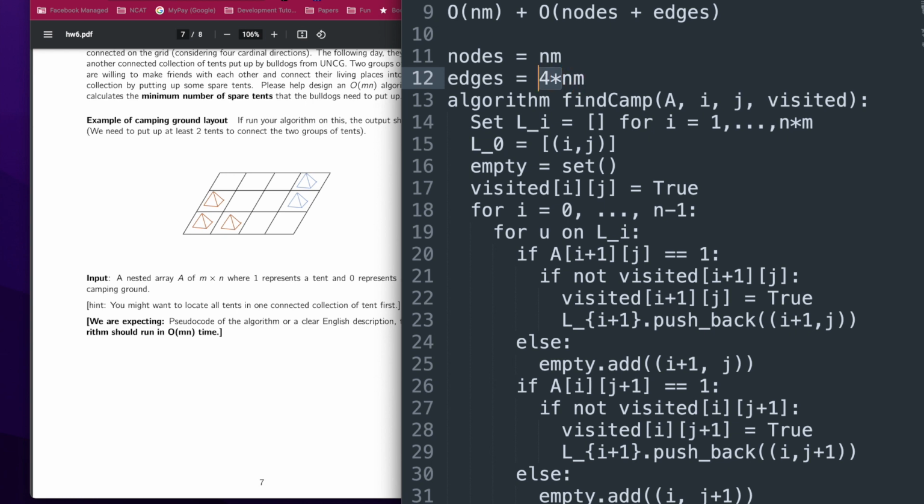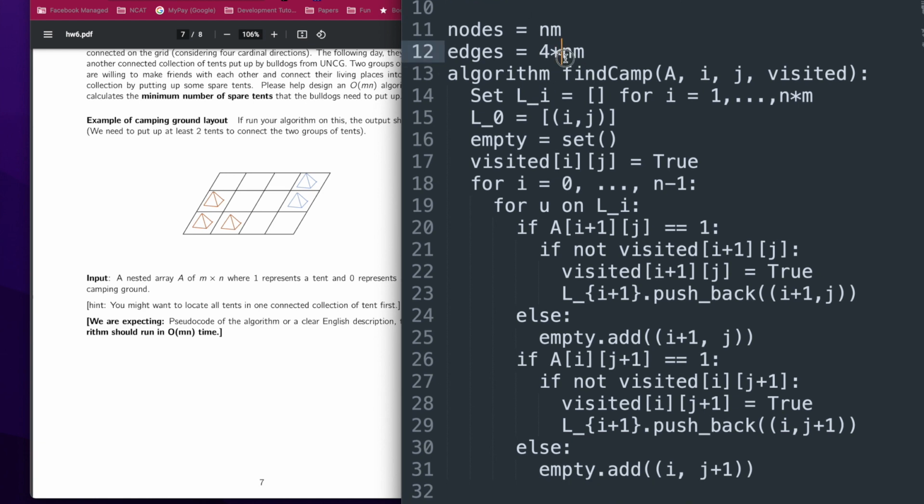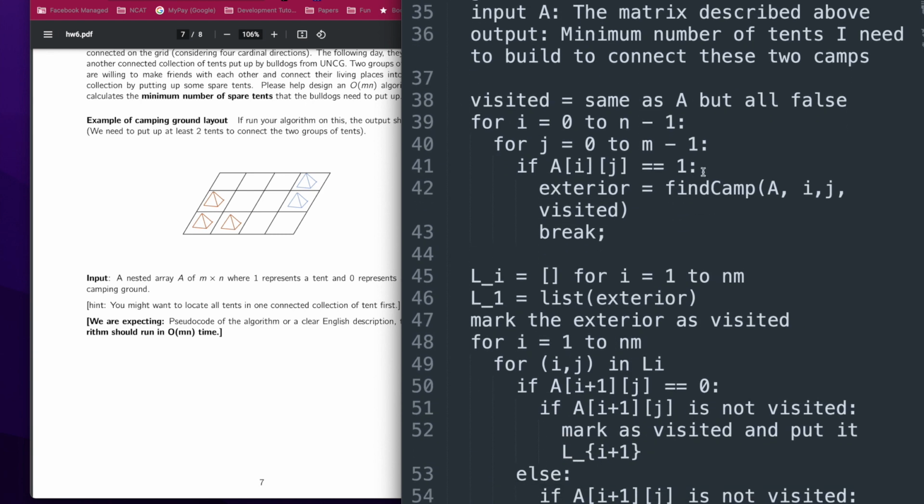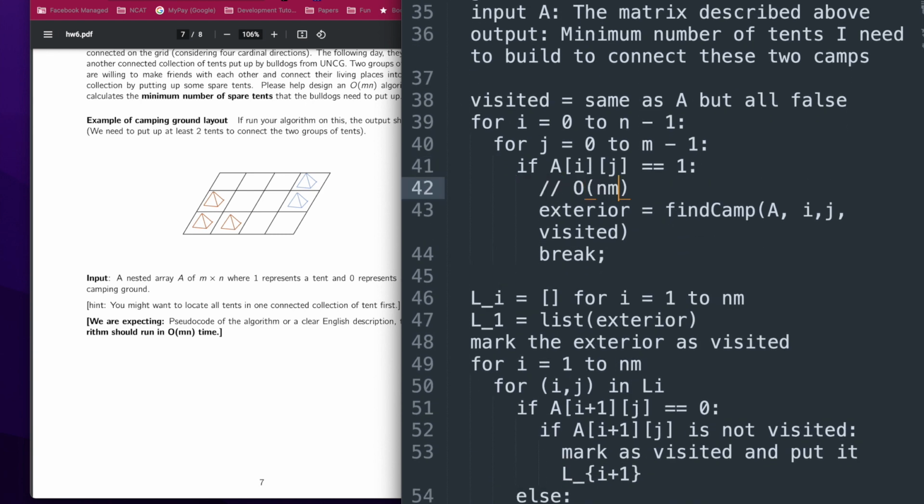Right? Because for each node, we have 4 edges. So they're essentially the same. So it means the overall running time is O of nm. So that's for find camp. So going back to our original algorithm here, the running time is O of nm.